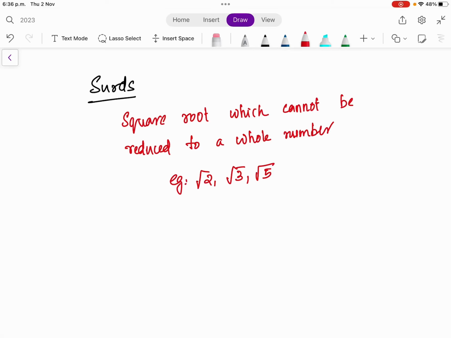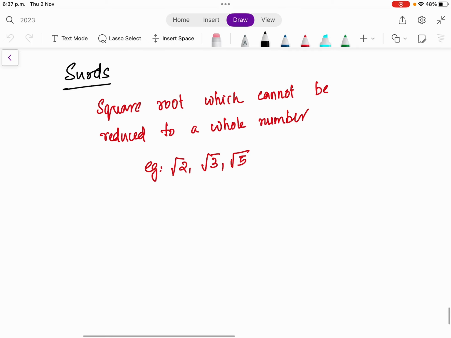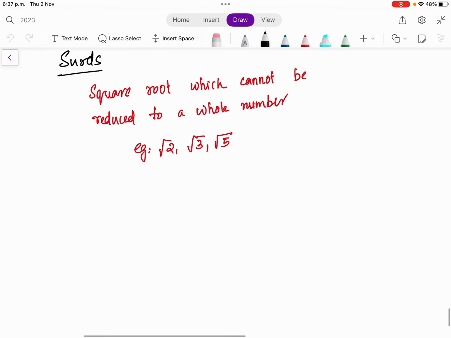Okay, let's learn how we handle surds. So what are surds? Surds are nothing but square roots which cannot be reduced to a whole number. And we have learned a lot about surds in junior school. For example, we have root 2, root 3, root 5, etc. And there are certain rules which apply to surds, which are all there in the formula book. But I'll just quickly explain them here so that we remember when we are doing our problems.